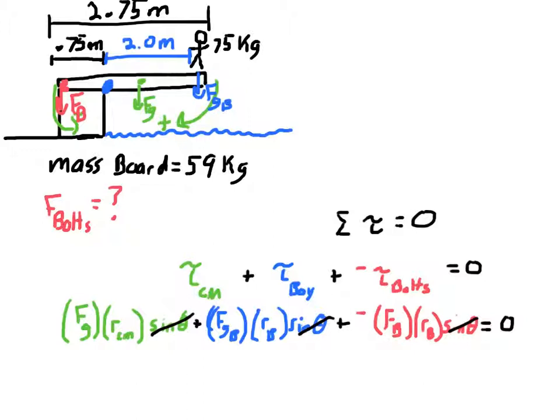and force of the bolts, which isn't a force of gravity, right? That's just how hard they're holding on, times its radius going back the other way. Notice that it is negative because it's trying to cause what I have labeled a negative rotation.